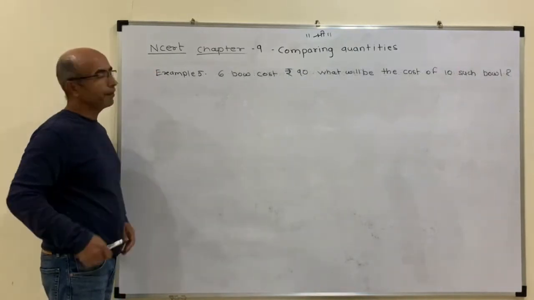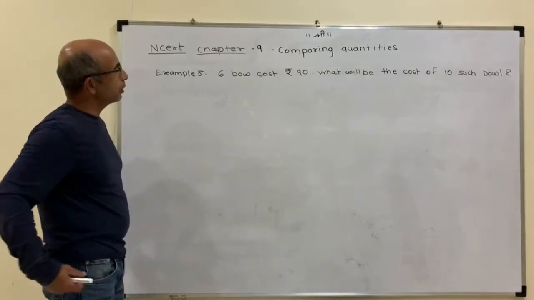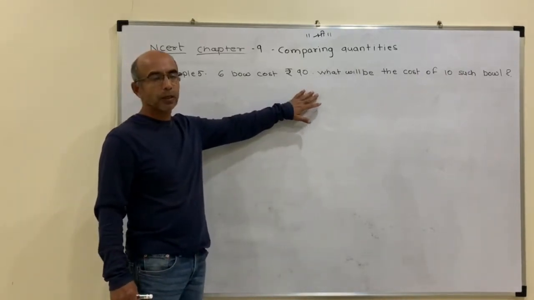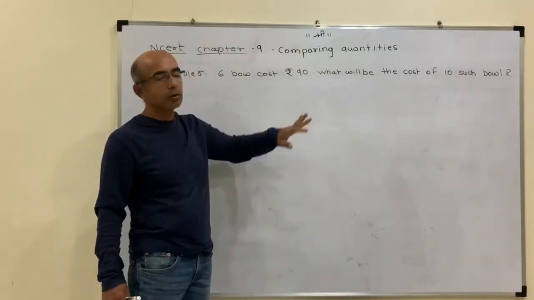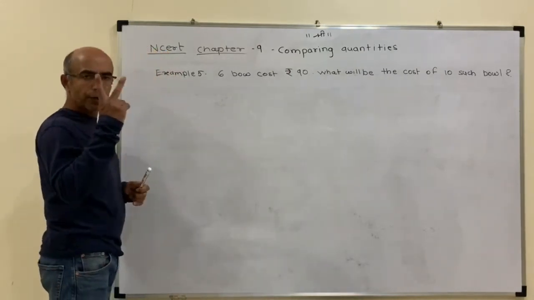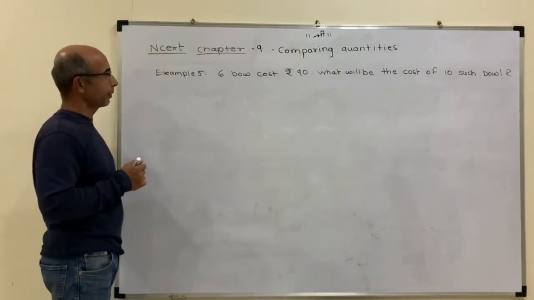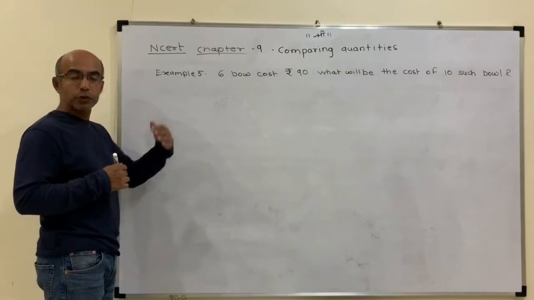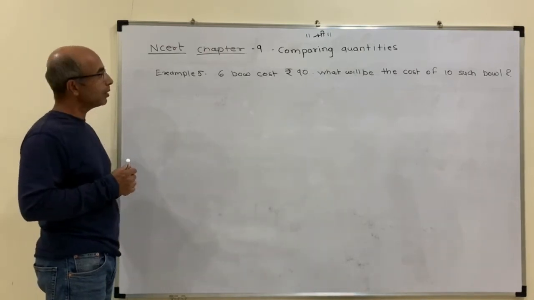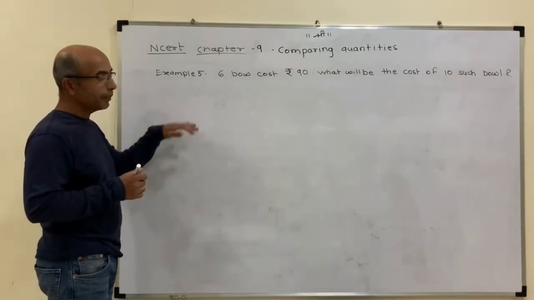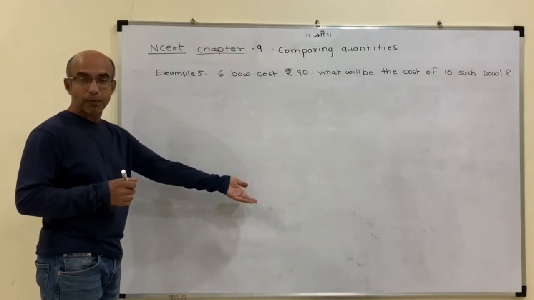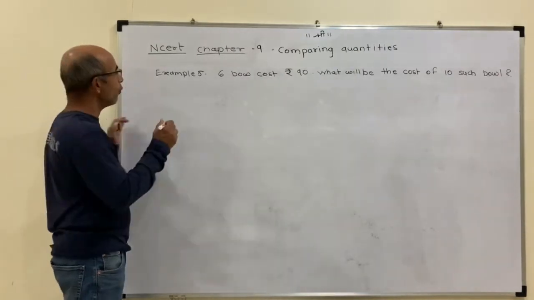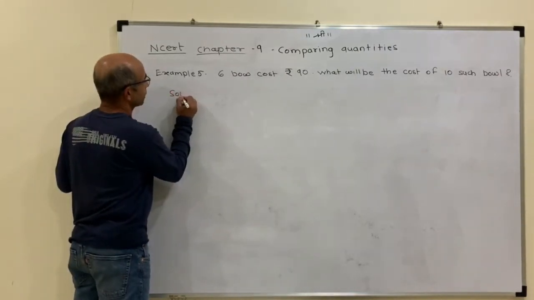Now the example 5. 6 bowls cost 90 rupees. We need to find what will be the cost of 10 bowls. Here we have two ways to solve this problem. One is the unitary method which you learned in the previous standard, or the other one which I used in the previous problem as well. So let's stick to one method of solving such problems.